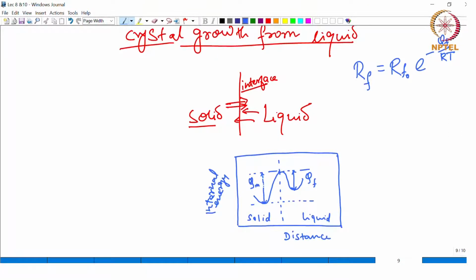right, where Rf0 is a constant which basically is related to how these atoms which are coming from the liquid to the solid are being accommodated in the sites inside the solid. Okay. So, that accommodation, or the ease of these atoms to be attached to the solid, is given by Rf0, and that is why this is also known as an accommodation factor.